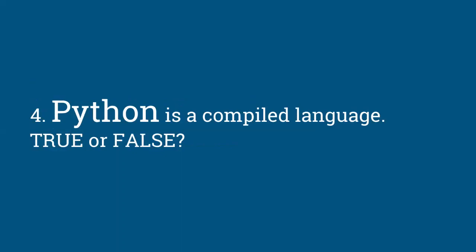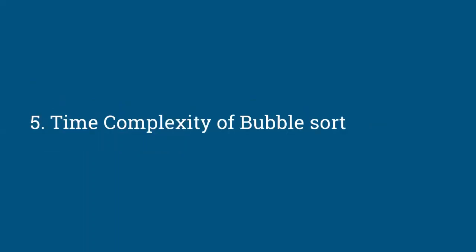Okay, last two. Python is a compiled language, true or false? This is a simple one. Yep, all of you got that right. That is a false statement. Last one, time complexity of a bubble sort. Yep, n square. We already discussed that in class as well. You guys should remember that. Okay, it's n square.